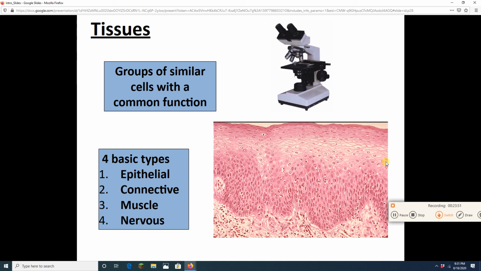We already talked a bit about tissues. Tissues are groups of similar cells with a common function. Remember, if we are studying tissues, we are looking at them with a microscope, and we are doing a field of study called histology. Now, there are 4 basic types of tissues. Don't worry, there's lots of subtypes, including epithelial tissue, connective, muscle, and nervous tissue. Those are all the basic types. Let's do a quick run through those.